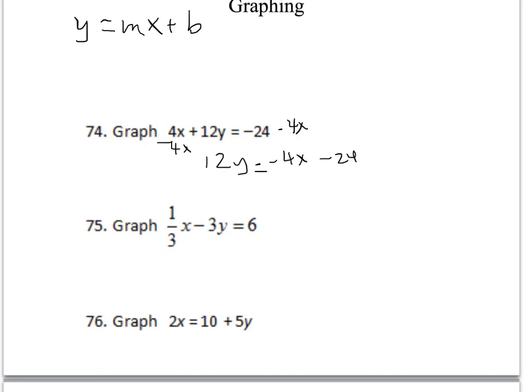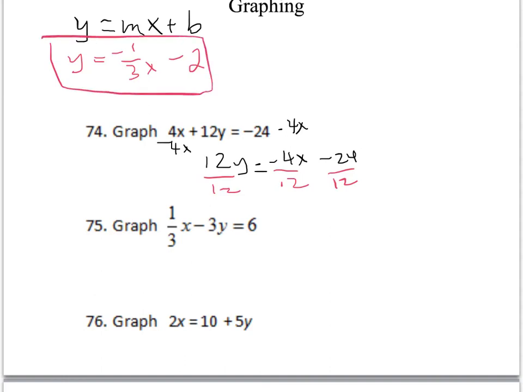And again, to isolate that y, we're going to have to divide both sides by 12. So we end up with y equals 4 over 12 is 1/3, so it's a negative 1/3 x minus 2. Negative 24 divided by 12 is negative 2. So now we are in slope-intercept form. And we're going to get a graph going with our x and y axes.